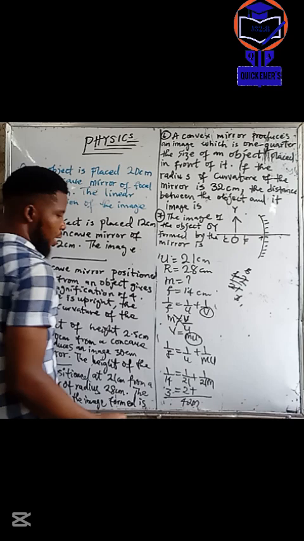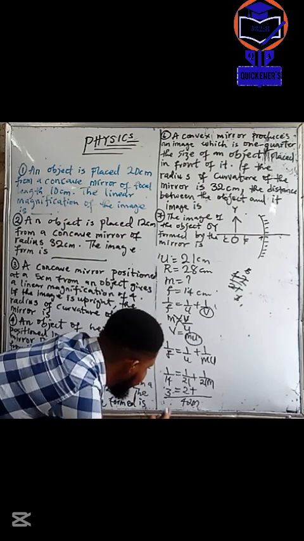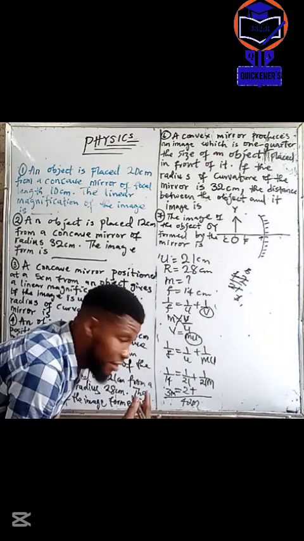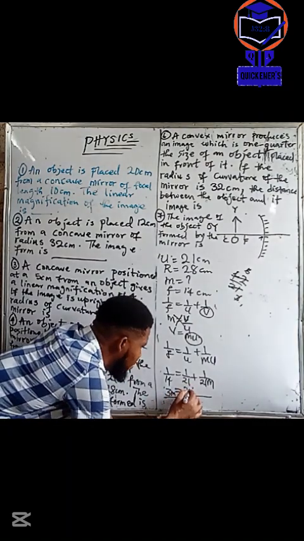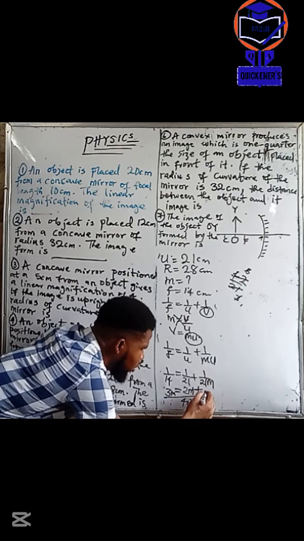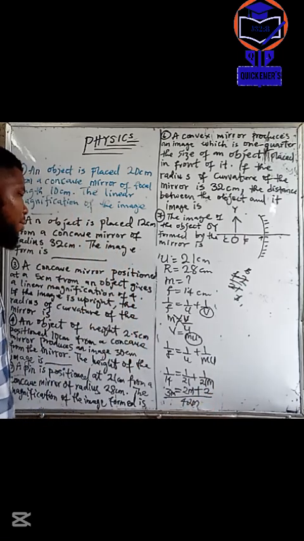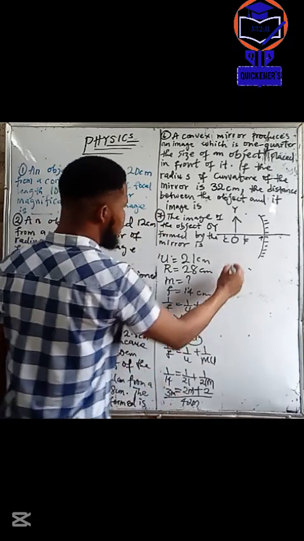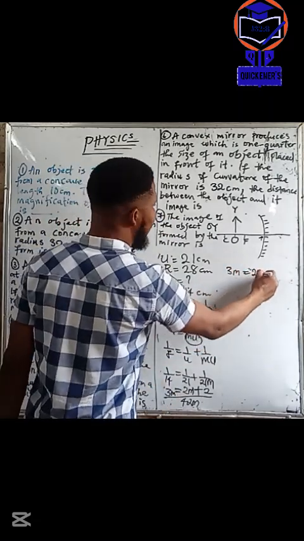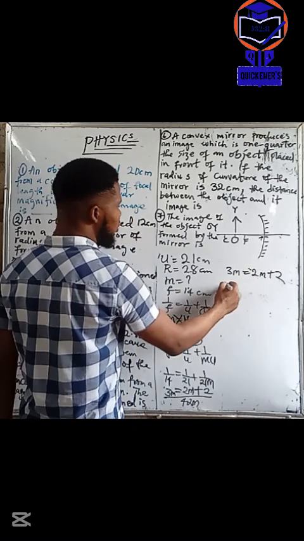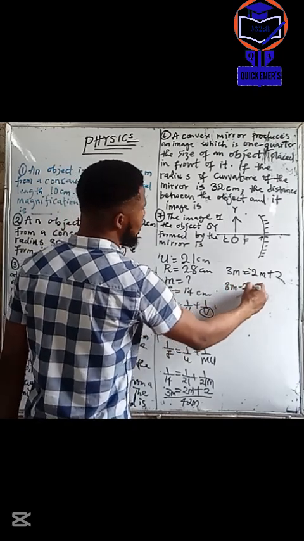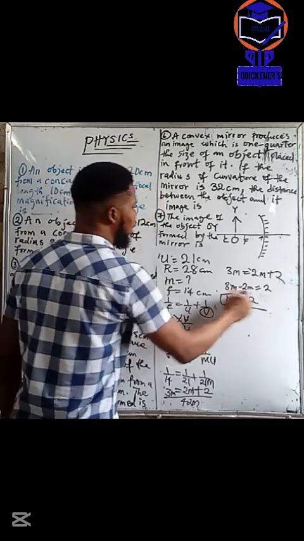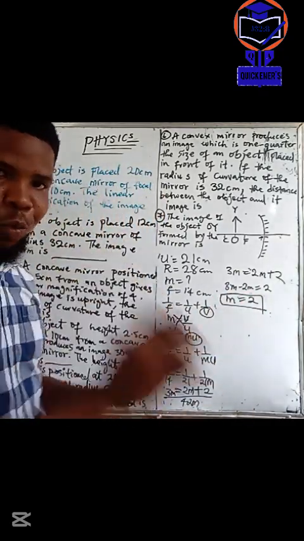This is supposed to be 3m, plus 2m, and this is 2 only. So when you simplify this, what do you have? 3m equals 2m plus 2. Take your 2m to that side: 3m minus 2m equals 2. So m is equal to 2. The magnification is 2.